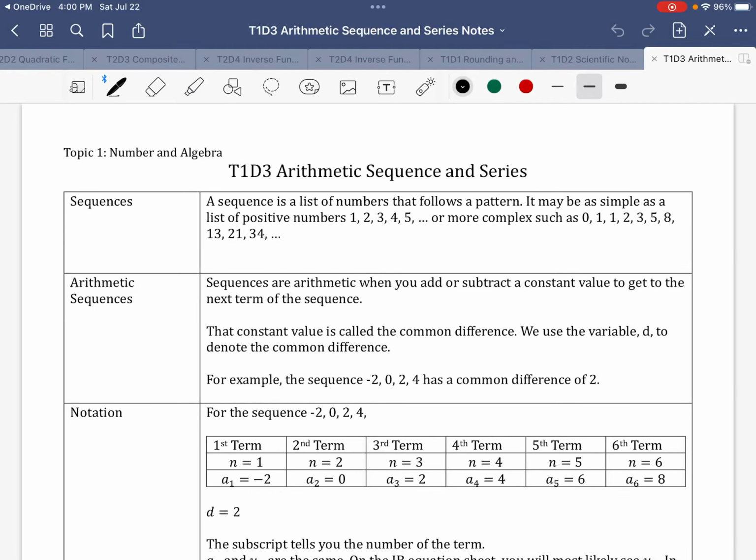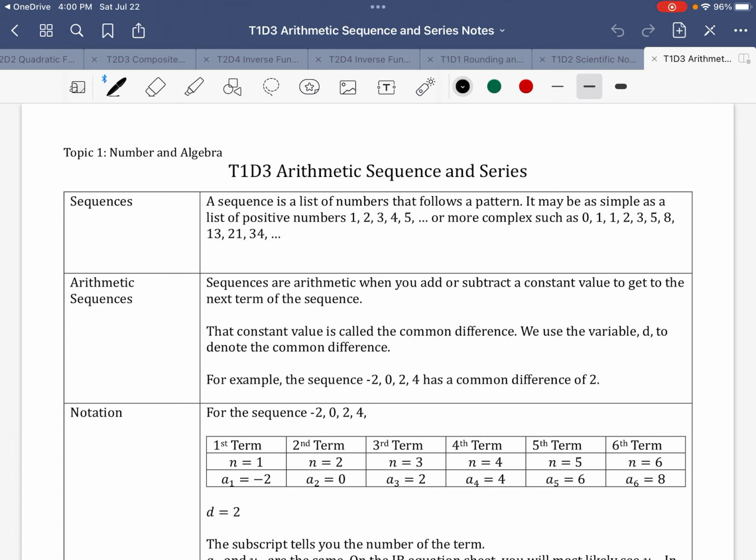Topic 1, Day 3, Arithmetic Sequences and Series. So a sequence is a list of numbers that follows a pattern. It can be as simple as a list of positive numbers, 1, 2, 3, 4, 5, or more complex, such as 0, 1, 1, 2, 3, 5, 8, so on and so forth.